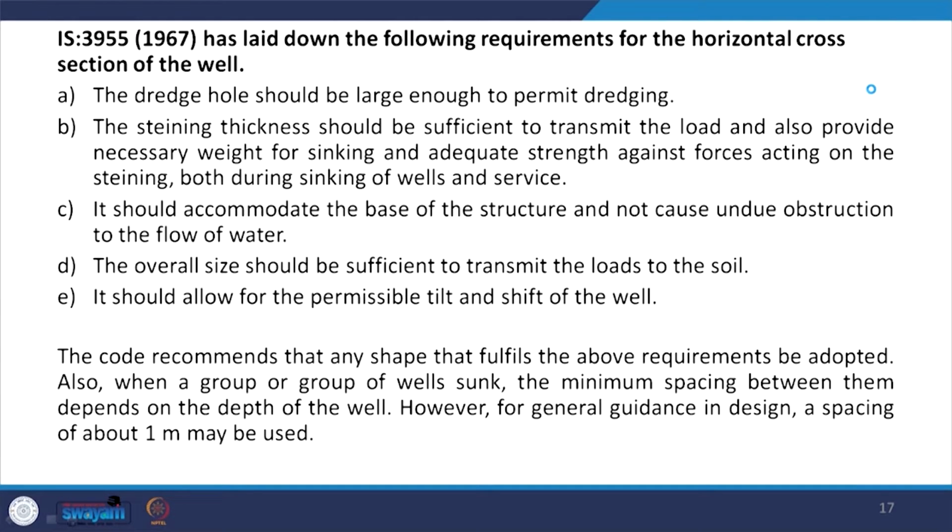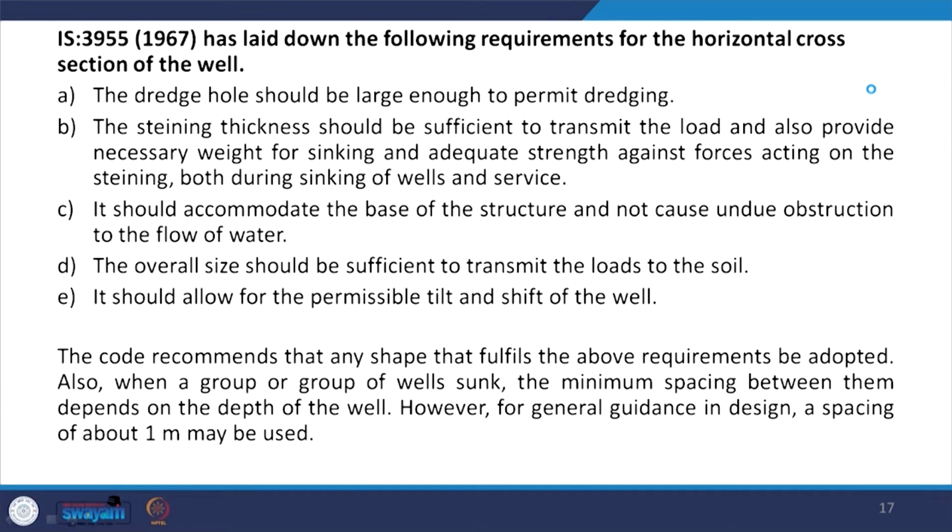The first one, the dredge hole should be large enough to permit dredging, okay, that is the one thing. So, the size of the dredge hole should be enough. The steining thickness should be sufficient to transmit the load and also provide necessary weight for sinking and adequate strength against forces acting on the steining, both during sinking of wells as well as its service. So, steining thickness should be sufficient.